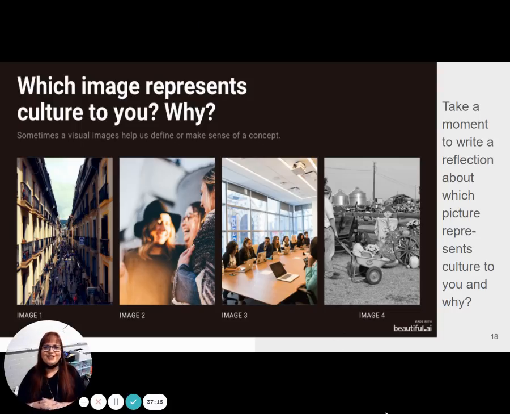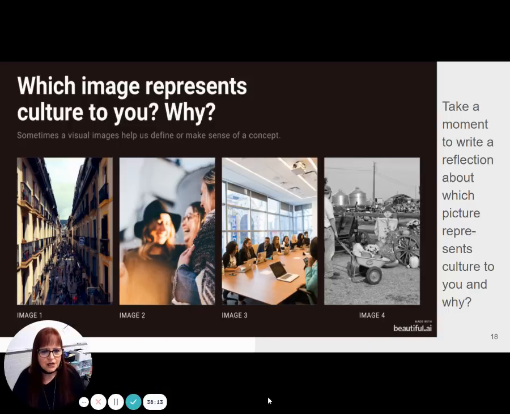I want you again to reflect for a moment on these 4 pictures. Which image represents culture to you and why? Image 1, image 2, image 3, or image 4. Think about who you are. We've talked about your visible and invisible, below the surface identities, and which picture represents culture to you. And if you will write it down, be thoughtful as to why you chose the picture that you chose.